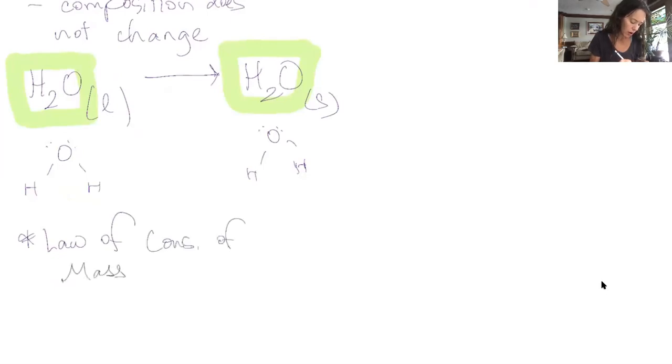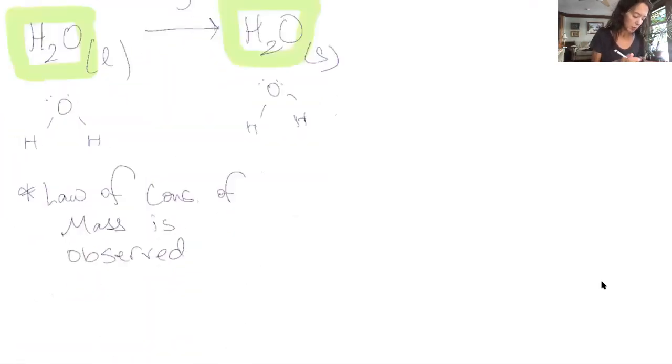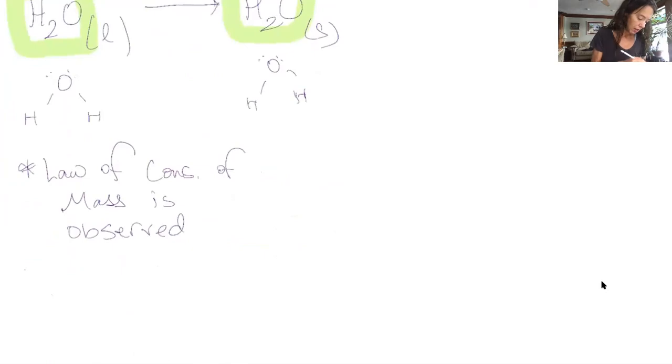So we are not creating and or destroying atoms. We're basically moving them apart. And when I say atoms and or molecules, we're moving them apart, putting them together, moving them apart, putting them together, right? So no new substances are formed. I think that'll be the last thing I write. No new substances are formed.